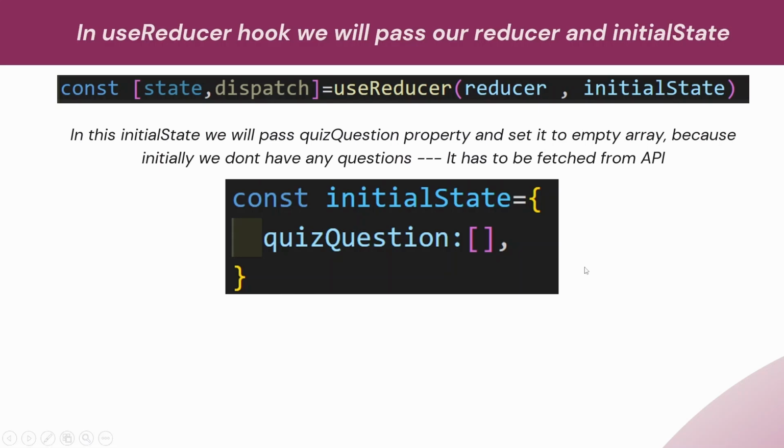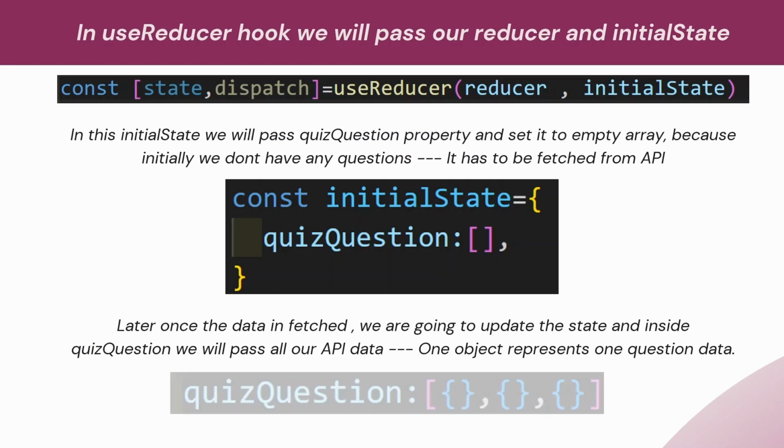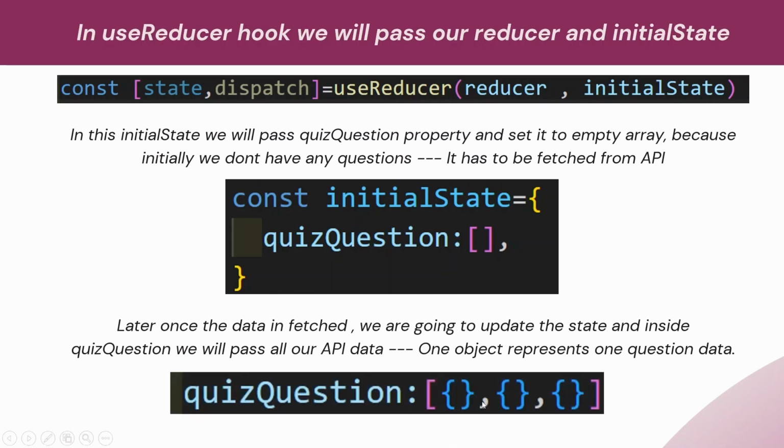Why we are assigning empty array? Because we are going to use API, and from that API, we need to fetch the data. So initially, we will not have any data. Initially, our questions will be loaded inside the background. And during that time, we are not going to have any data. So once successfully, if we have fetched the data from our API, then we are going to update this quiz question, and accordingly, inside that, we are going to pass this array of object. And here, each object will be representing one question data.